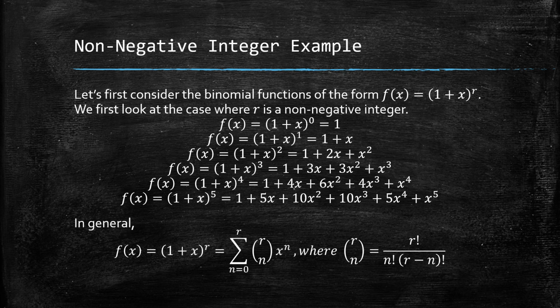Now in general, if you have f of x equals the quantity 1 plus x raised to the r, then that's equal to the sum as n goes from 0 to r of r choose n times x to the n, where that r choose n notation is equal to r factorial over n factorial times r minus n factorial. If you've taken a probability or statistics course, you will have seen this binomial coefficient.